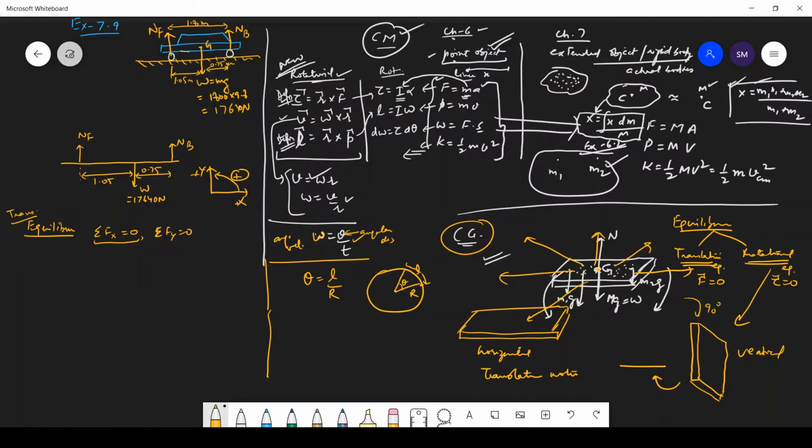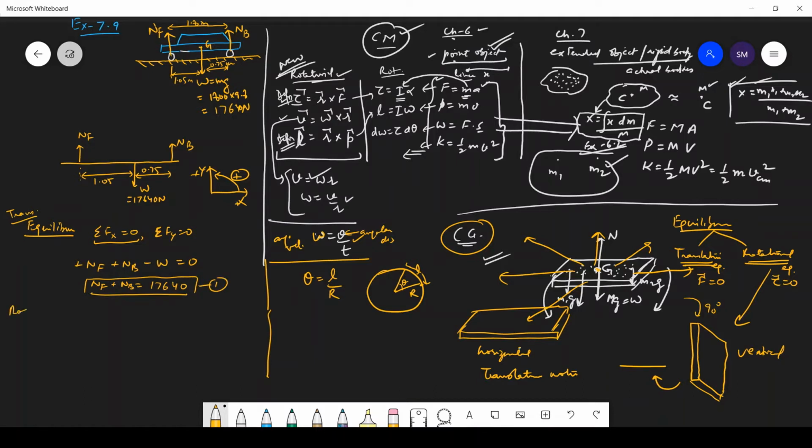Now there is no force in the x direction, only forces in the y direction. So what are the forces in the y direction? Upward forces we are taking as positive, so NF plus NB, and the weight is in the downward direction, and the net is 0. You can also write it as upward force equals downward force. That's the same thing. So NF plus NB equals the weight, which is 17640. That's your equation number 1.